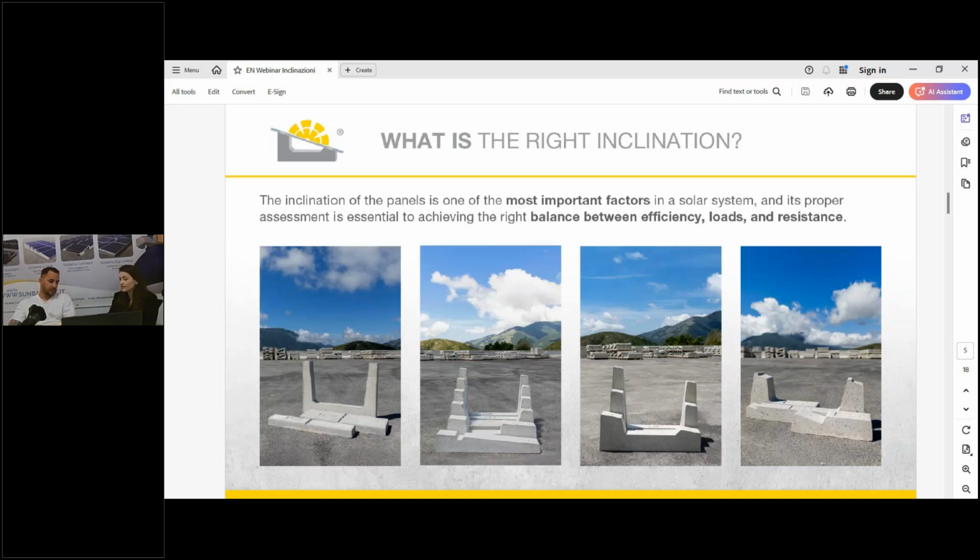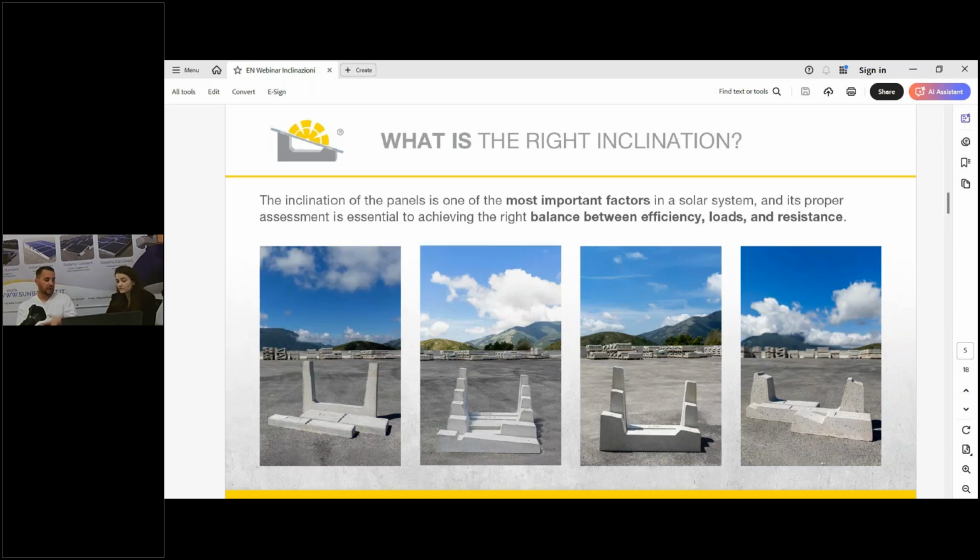Before installing our ballast, otherwise the modules will be unbalanced and it will affect the warranty of the module. So we always suggest preparing the terrain to make it flat, and then you can go on it. On our website, you can find some installations done.